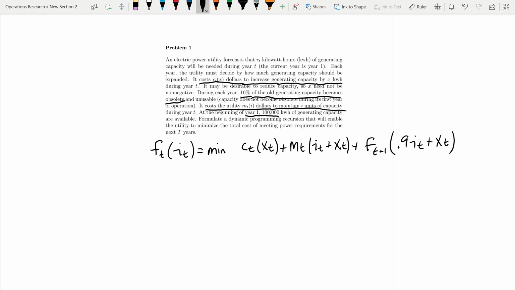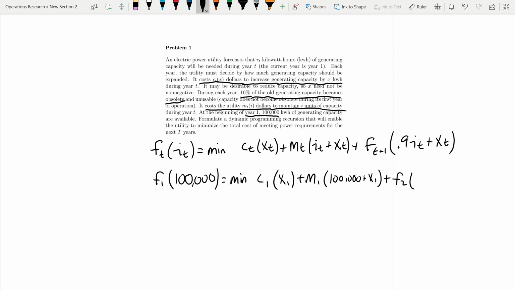So starting with year 1, we have f sub 1, and we know that we have 100,000 to begin with, because they gave us that in the problem. It's going to be the minimum of C sub t of, in this case, x1, plus m sub t, which actually these t's are all just going to be 1s, of 100,000 plus x1. And then for f of t plus 1, this is going to be f sub 2 here. And 0.9 times that 100,000 is just going to give us 90,000 plus x sub 1 here. And then carrying on this pattern into f sub 2, it's going to be f sub 2 of 90,000 plus x sub 1.